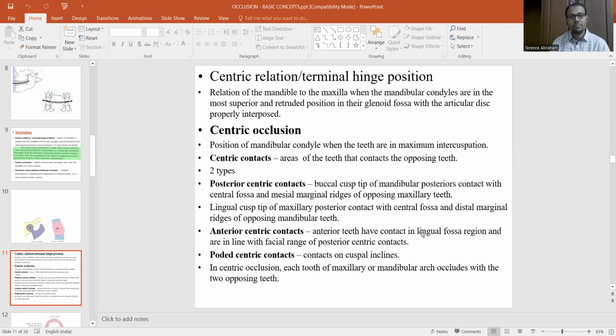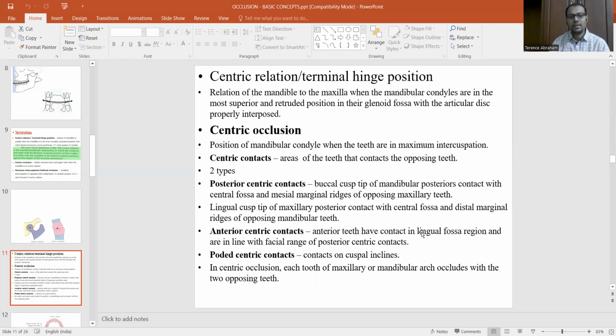So the buccal cusp tips of the mandibular posteriors contact the central fossa and mesial marginal ridge of the opposing maxillary teeth, and the palatal cusps of the maxillary posterior teeth contact the central fossa as well as the distal marginal ridges of the opposing mandibular teeth. These are the posterior centric contacts. Anterior centric contacts are very simple. That is, the lower anterior teeth contact the lingual fossa region of the upper anterior teeth.